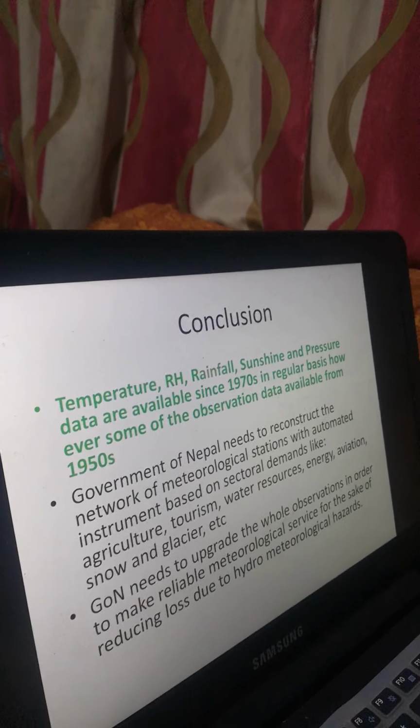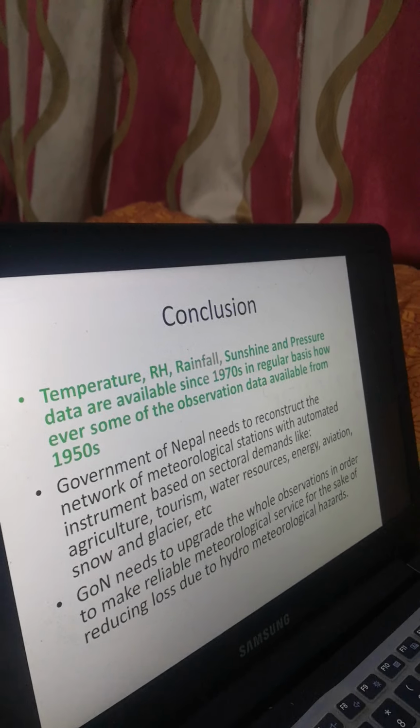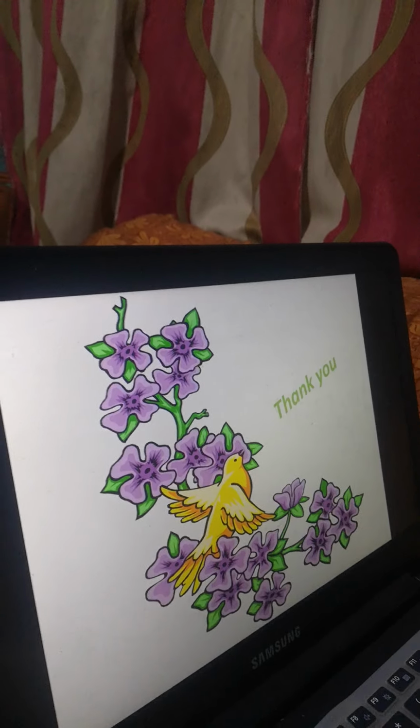Let me conclude about the temperature, rainfall, humidity, and sunshine duration. Some of the observation data is available from the 1950s, but there are some gaps. We need to reconstruct the network and meteorological stations with automation, based on the sectoral demands like agriculture, tourism, water resources, energy, aviation, snow and glacier, etc. We need to upgrade the whole observation in order to provide reliable meteorological service for the sake of reducing loss due to hydrometeorological hazards in Nepal.